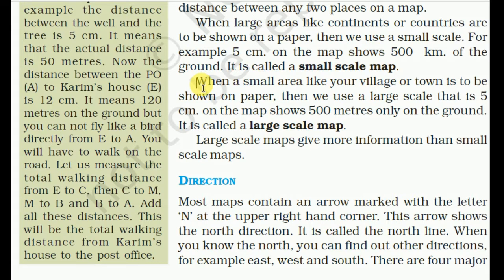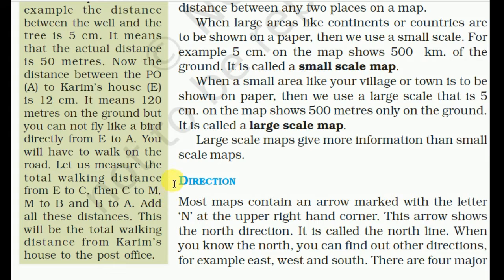When a small area like your village or town is to be shown on paper, we use a large scale, where 5 cm on the map shows just 500 meters on the ground. This is called a large scale map. So large scale maps are basically for a small area and small scale maps are for a large area.